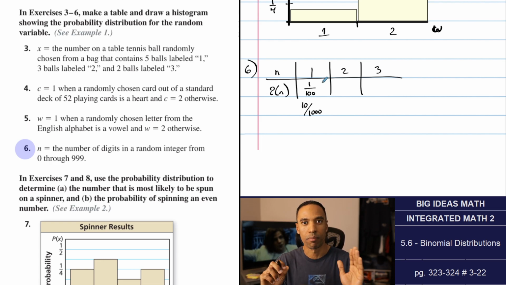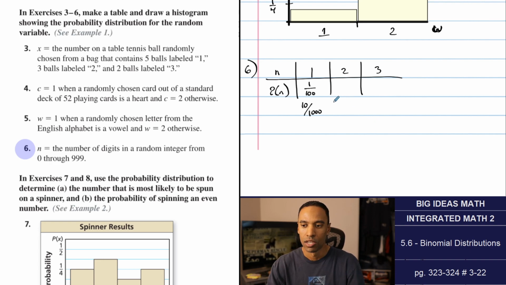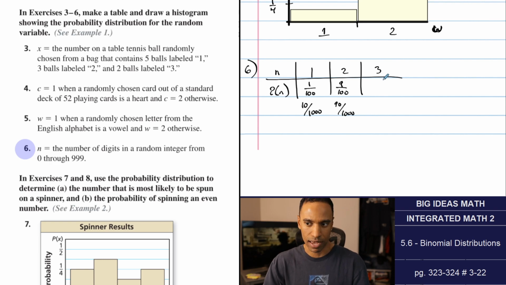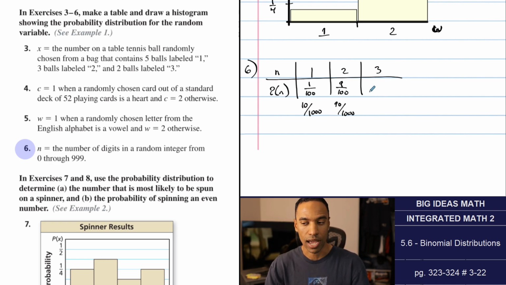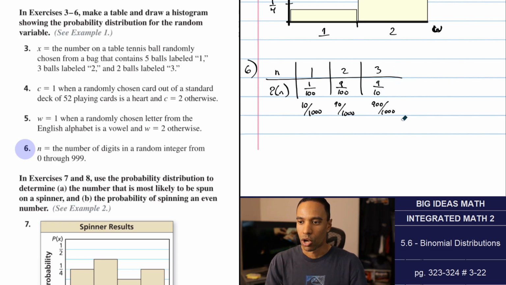Double digit goes from 10 to 99, which is 90 numbers. So we have 90 out of the 1,000 here. That's 9 out of 100, which is 9% of them. And then the rest should be from 100 to 999, which is 900 of them. So 900 over 1,000, which is 9/10, which is 90% of them. So let's break it up that way.